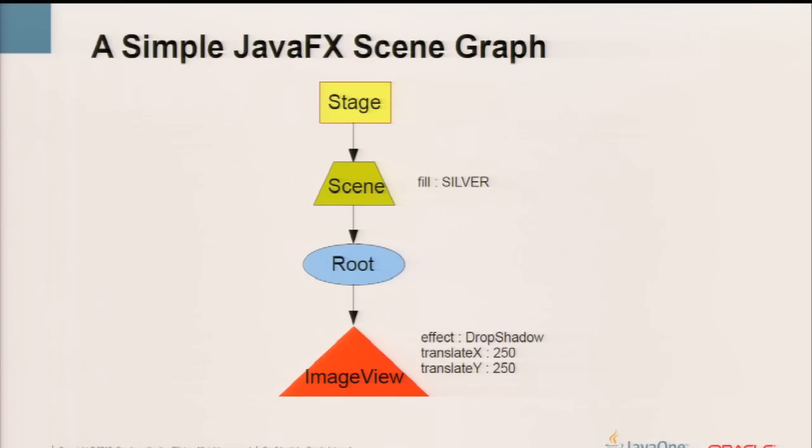Then we have a root node, which is just the root of your graph. And in this case, it's just a simple group node. And then finally, we have a single leaf node, which is an image view. And we will load in an image, apply a drop shadow, and then position it in the window.